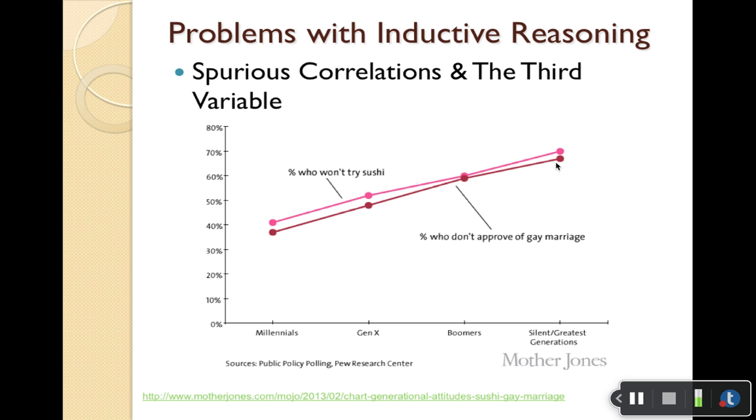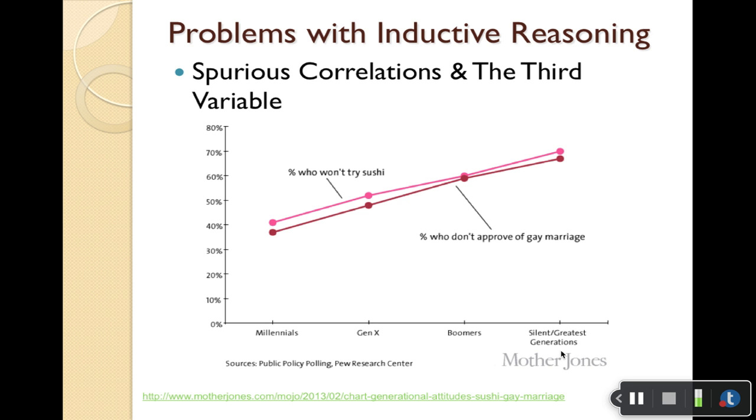So it's one of those amusing things that you might read on the internet. And if you see here on the x-axis, we see that there's probably a third variable that's driving this effect. So people who are older maybe are less interested in trying sushi, especially if you're from Nebraska. Maybe we don't trust raw fish here. We don't know where they came from.